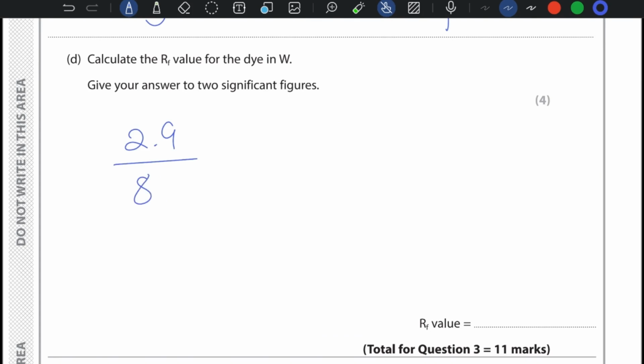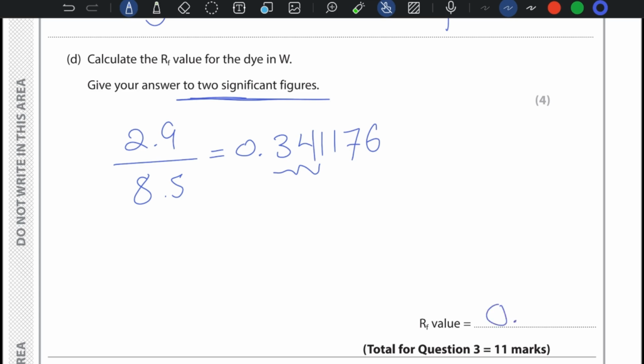2.9 over 8.5 is equal to 0.341176. But in the question, he asks us to give your answer to 2 significant figures. So you have to keep 3 and 4. The 1 will not round the 4 up, so it will give 0.34. That's the answer for this question. Let's check what we did.